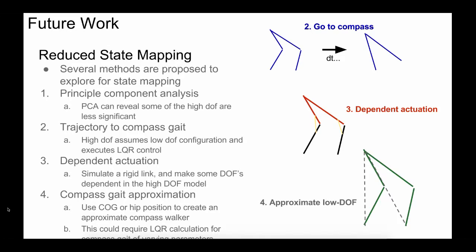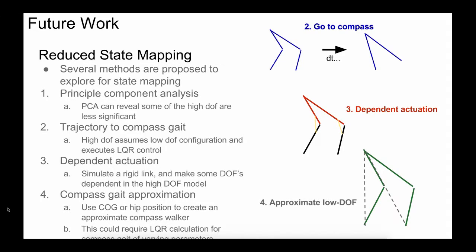One would be to use principal component analysis. This might tell us how the higher degree of freedom system can be effectively reduced to a 2-degree of freedom system by eliminating either unnecessary states or possibly recombining states, similar to a singular value decomposition, and then reducing the 4-DoF system into a hybrid 2-DoF system.